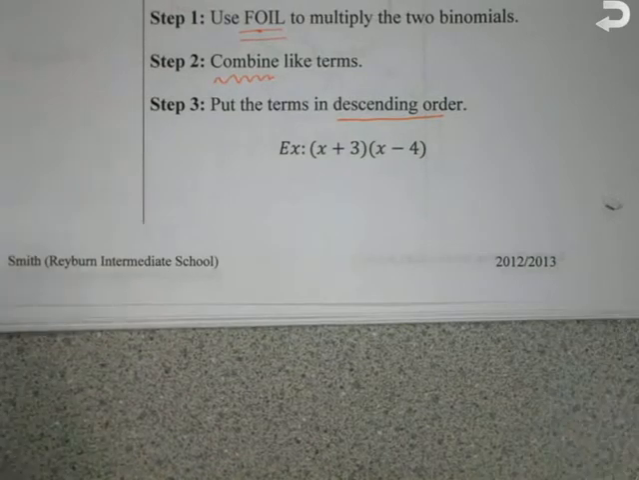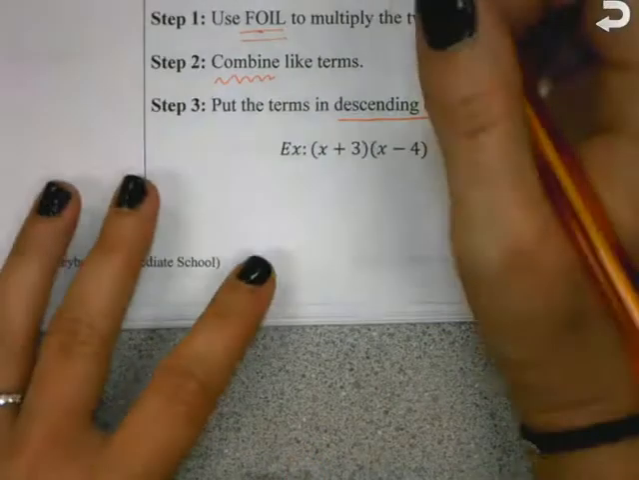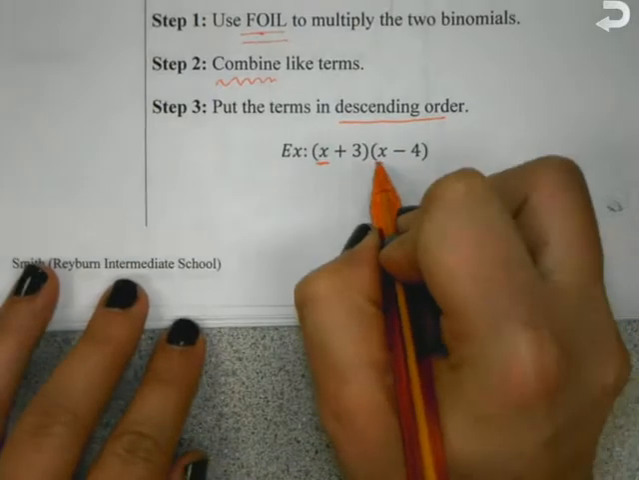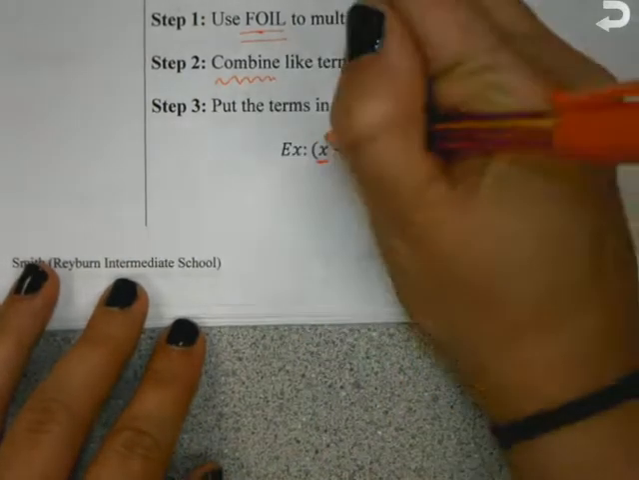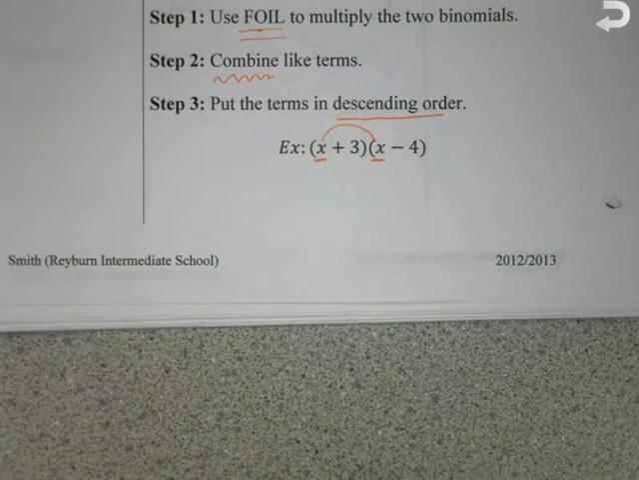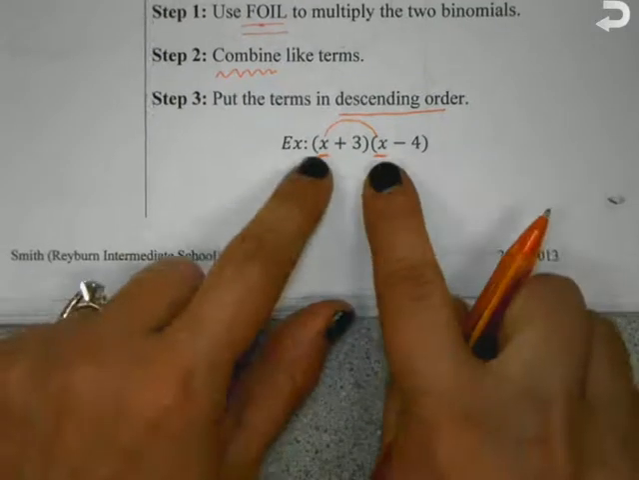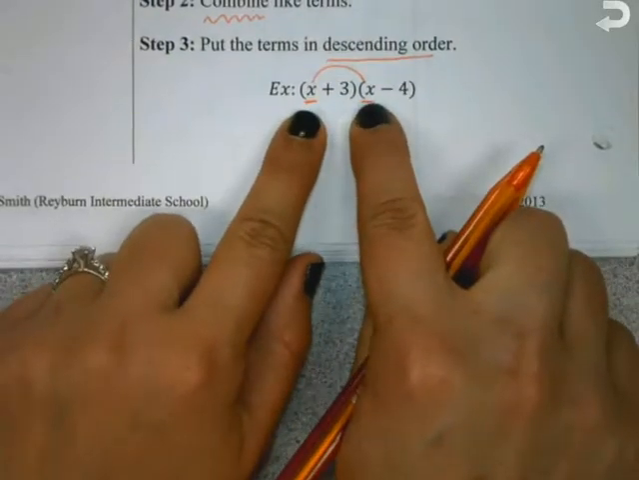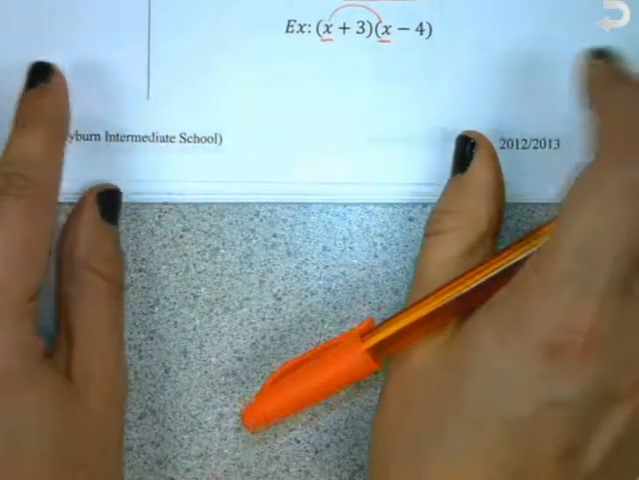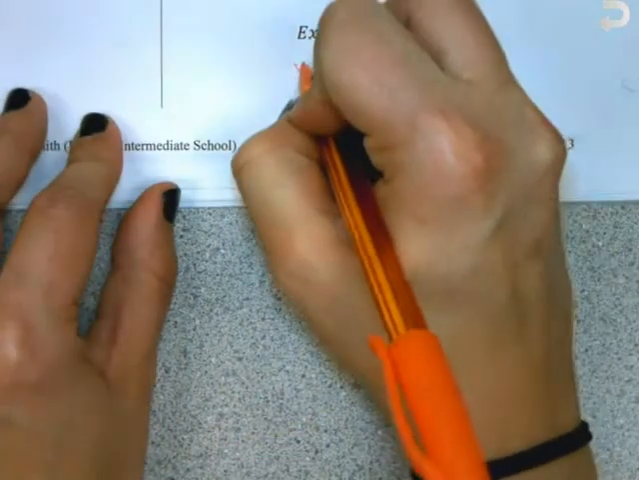The F in FOIL stands for first. That means that I'm going to take the first term of this binomial and the first term of this one and multiply them. So what I do is I draw a line between the two to show that I'm multiplying those two. So F stands for first, the first term. So x times x gives me what, guys? x to the second, or x squared.